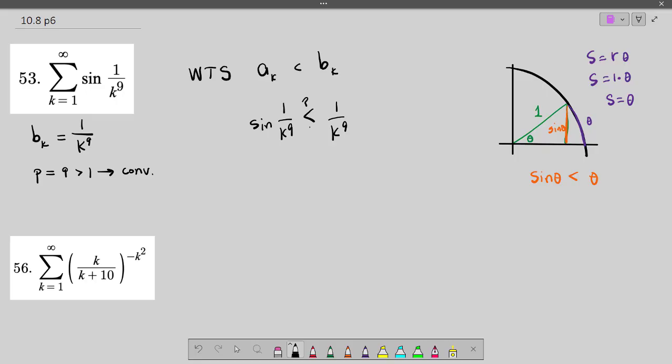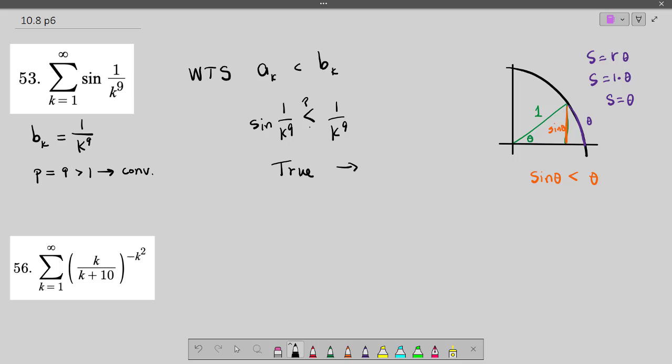Same idea here. We can look visually at the picture, and this is theta. That's the arc. There's sine of theta. In this case, theta is on the outside. There's theta. This is going to be true. So this is true.